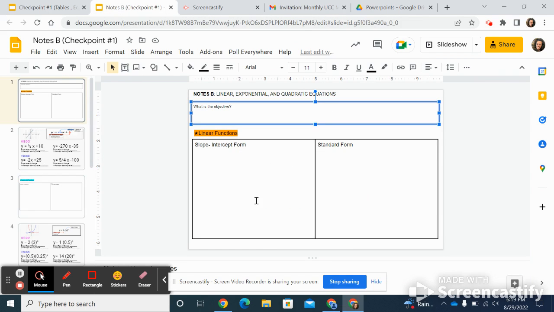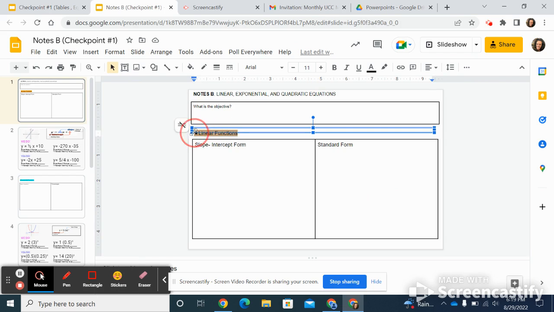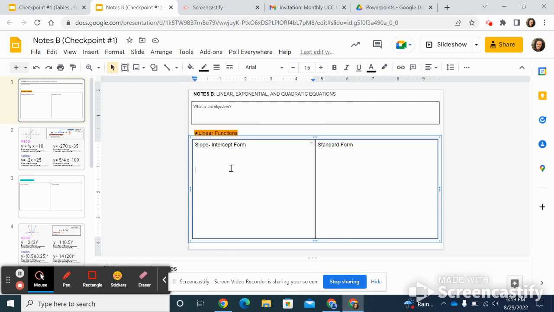Next, let's jump into our equation. So the first type of equation that we're going to use is called linear functions. Hopefully you've heard that word before, linear functions. There are two different types of linear functions. And when I say functions, we're talking about equations in these notes. So there are two different types of linear equations.